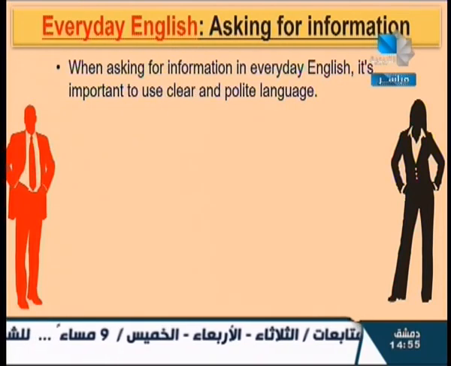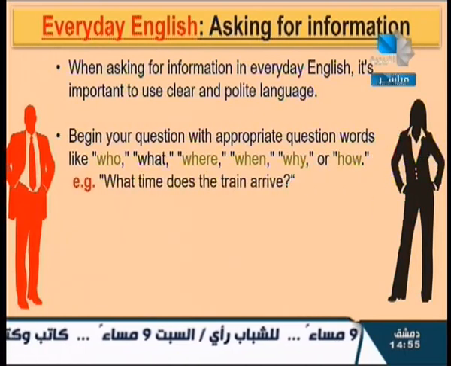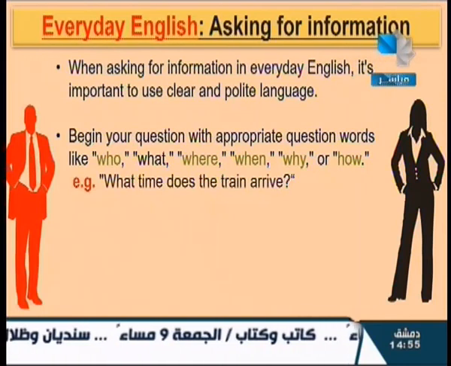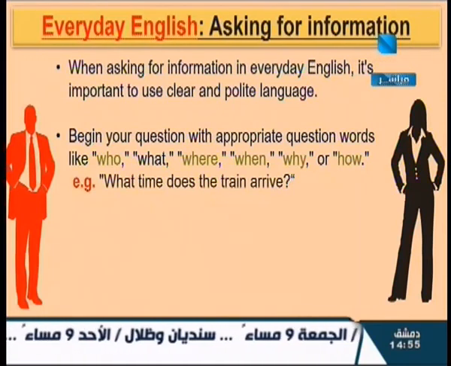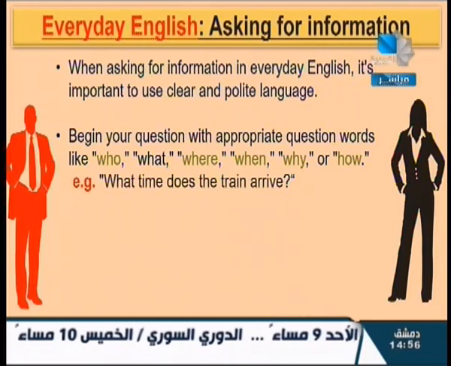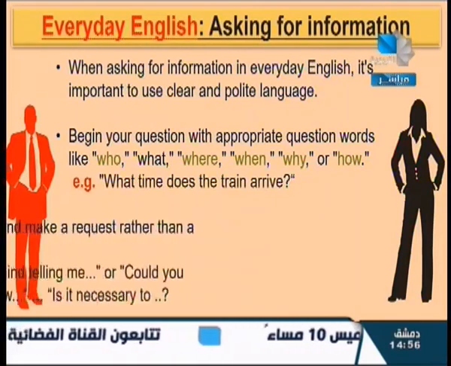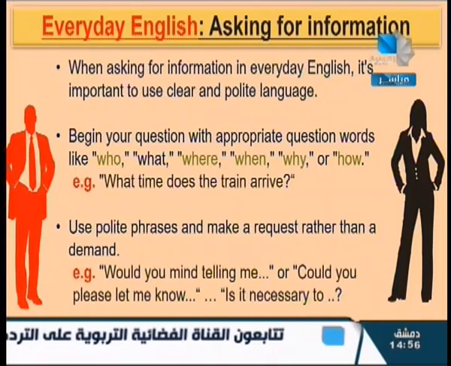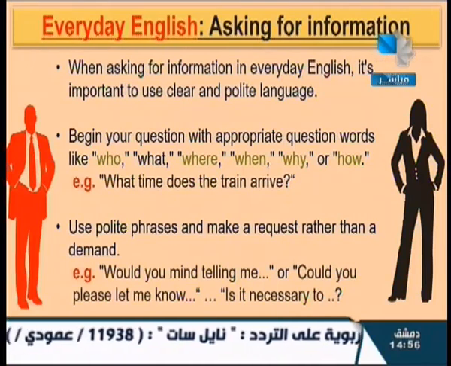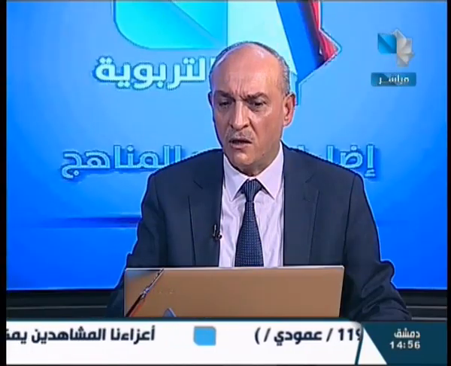We have another skill here: everyday English, asking for information. When we want to ask for information, we can use any question word, dear students. Begin your question with appropriate question words, like who, what, where, when, why, how, etc. For example, what time does the train arrive? We can also use polite phrases and make a request rather than a demand. For example, would you mind telling me? Or, could you please let me know? Let's have an exercise in a hurry.